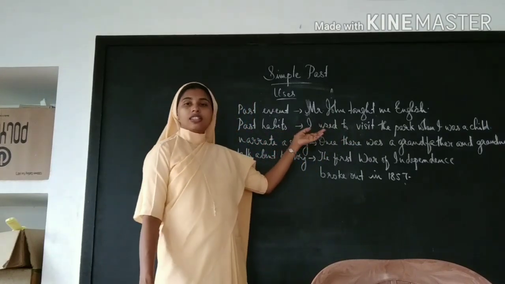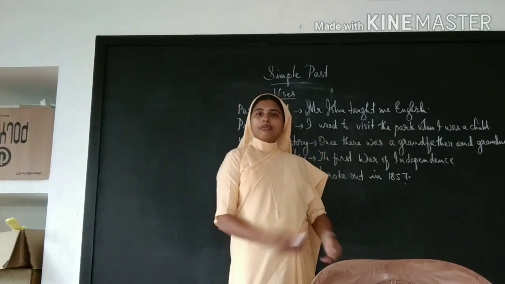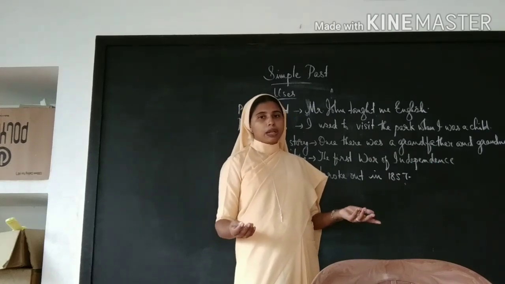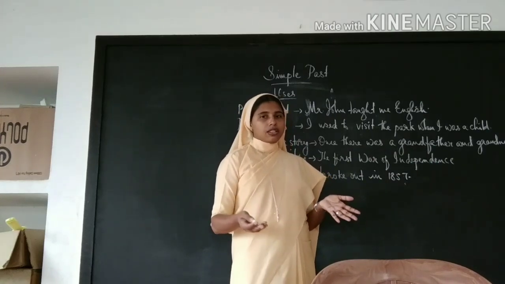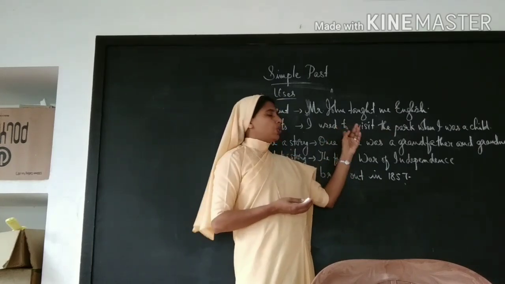We make sentences in simple past. For example, I used to visit the park when I was a child. That regularly happened in the past. It was a habit that was formed by me in the past. So we use the simple past tense with used to.